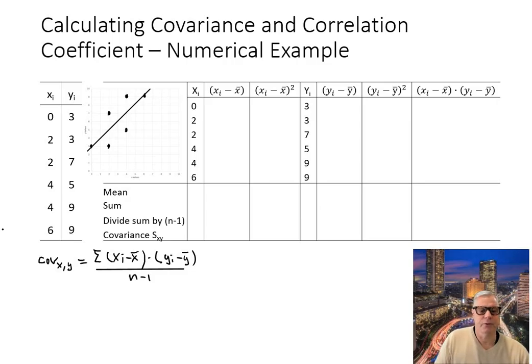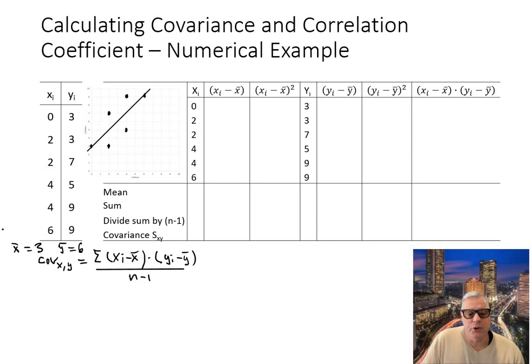Okay, let's calculate the mean for x first. 0, 2, 4, that's 0, 2, 4, 8, 12, 18. 18 divided by 6 is 3. So x bar is 3. What about y? 3, 6, 13, 18, 27, 36. So 36 over 6, so y bar is 6.